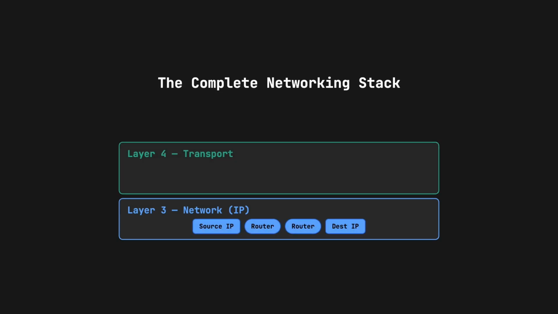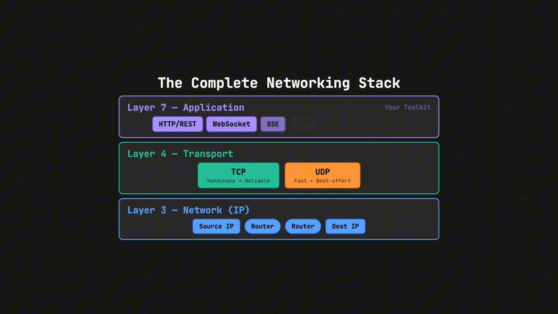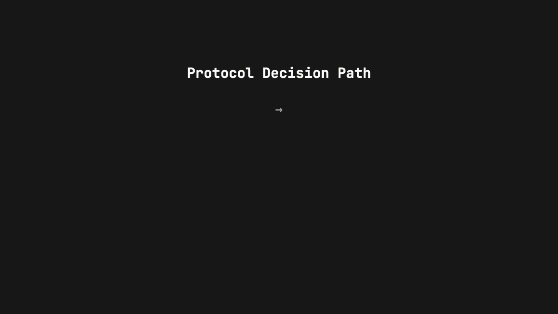Everything we've covered sits in 3 layers. Layer 3, IP, handles addressing and routing. Layer 4, TCP or UDP, handles how data gets delivered. And Layer 7, the application layer, is your toolkit. This is where you make your design choices: REST, GraphQL, gRPC, WebSockets, SSE, WebRTC. Each one is a different tool for a different job. And they all sit on top of the same foundation.